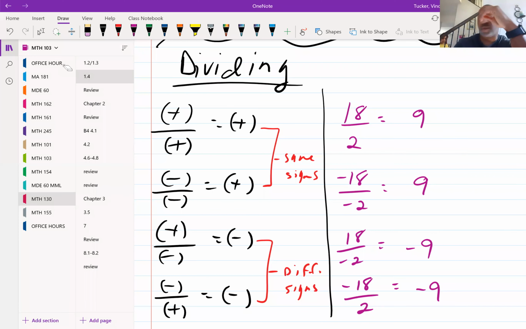So +18 over +2 is +9. -18 over -2 is +9. 18 over -2 is -9. -18 over +2 is -9.